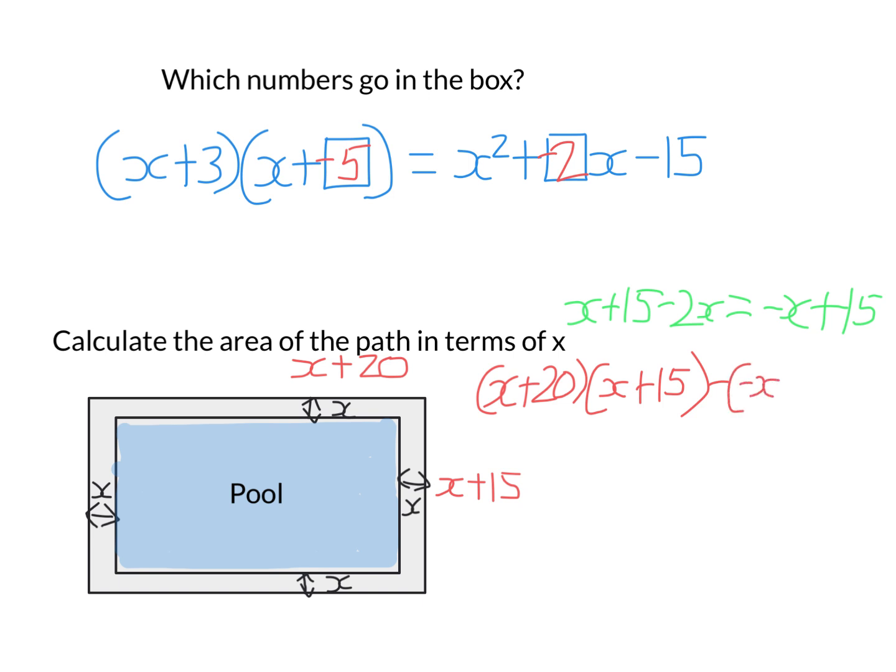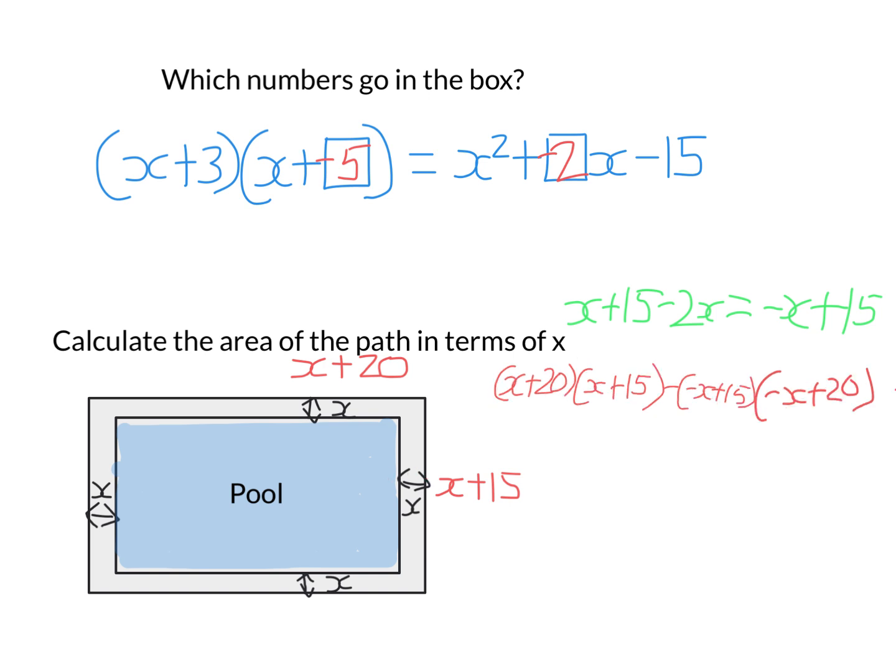What would the length of the pool be? Well, it would be very similar. It would be x plus 20 minus 1x minus 2x. So it would be minus x plus 20. All right, let's now go through and expand these brackets. So let's start by expanding this using FOIL. So, expanding this using FOIL, I get x squared plus 35x plus 300, just by going x times 15, 20 times x, 20 times 15.